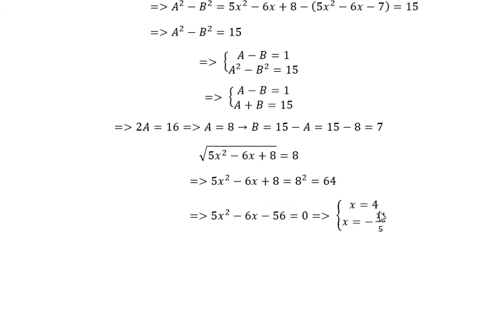After we compare with the domain in here, we accept two solutions.